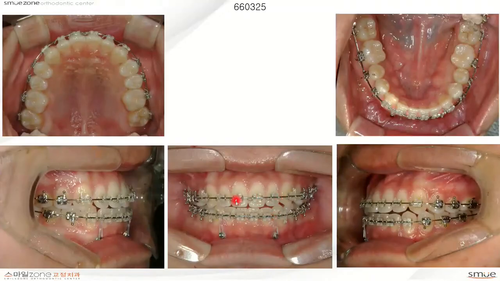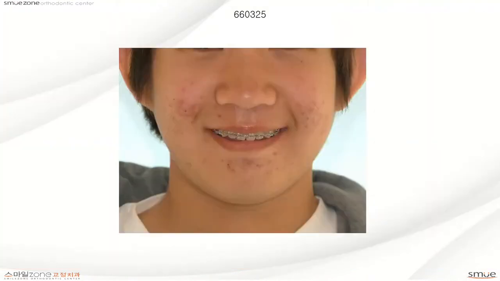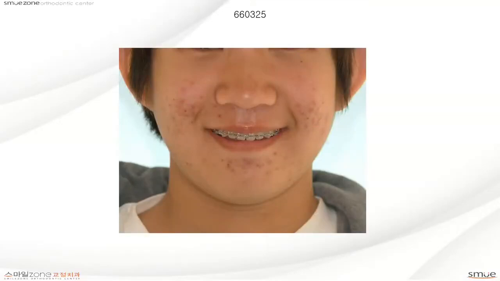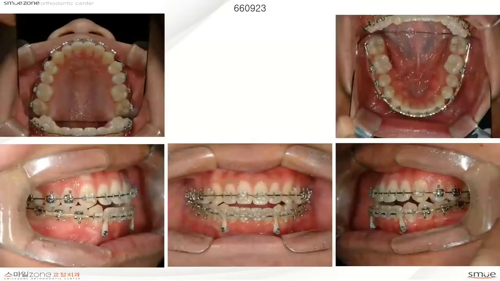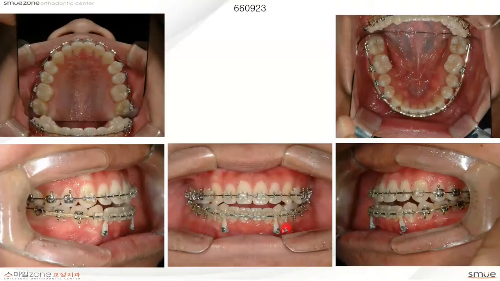As intrusion goes on, you can see the changes here, and gradually we can see his teeth. He doesn't brush well, and he doesn't wear the elastics well.